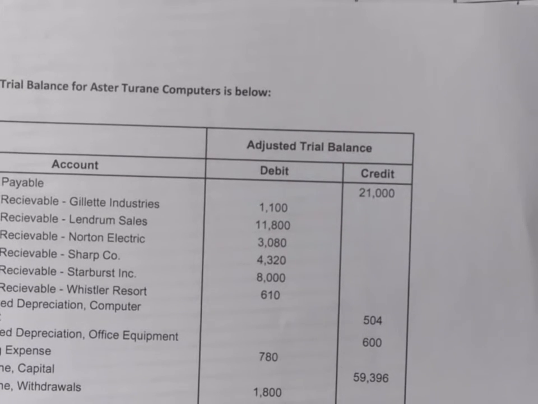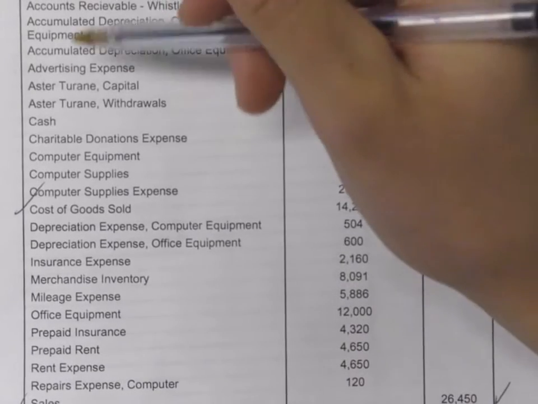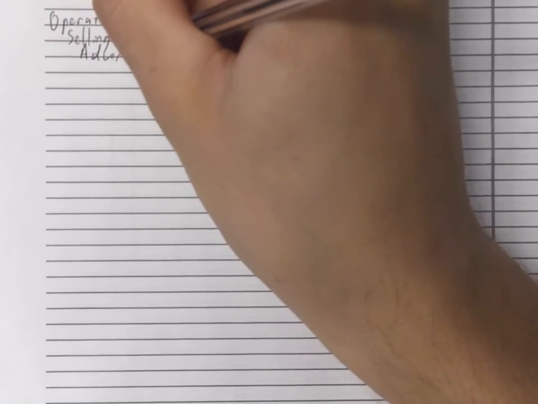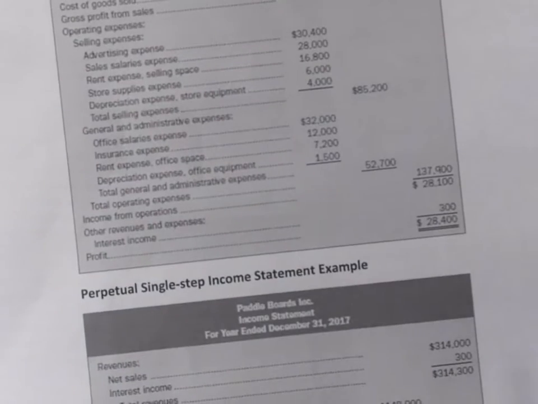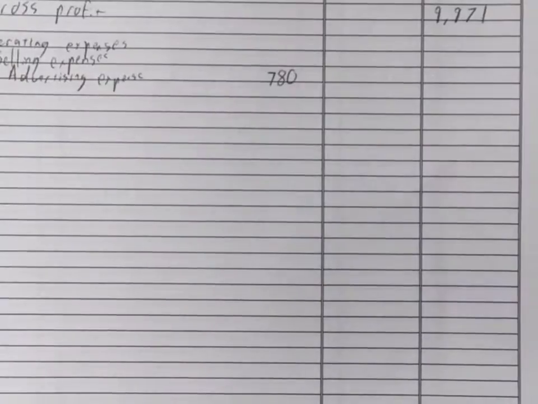So it's at this point where I start just going down and identifying anything I can see as an expense here for an advertising expense. Let's take a look. Advertising expense, 780, perfect. Yep. That was for 780. And I am actually going to just write it over here, just to keep consistent with my template. So advertising expense, that's done. Let's look for the next one.